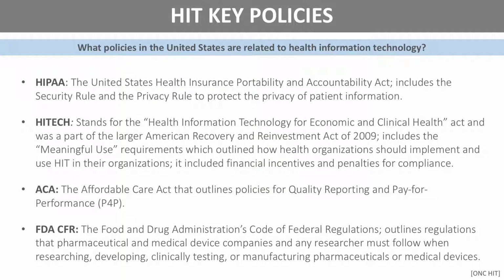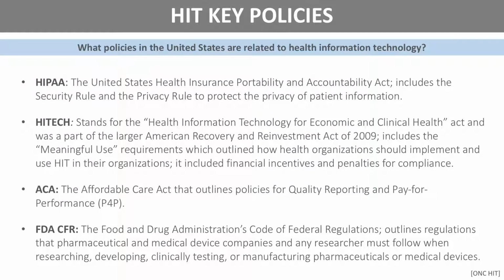The ACA, or the Affordable Care Act, outlined different policies for how providers needed to report that they were doing quality medicine within their organizations. So this included policies for quality reporting, as well as pay for performance, or P for P.